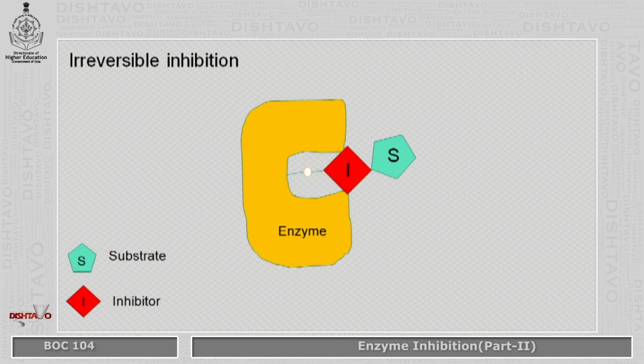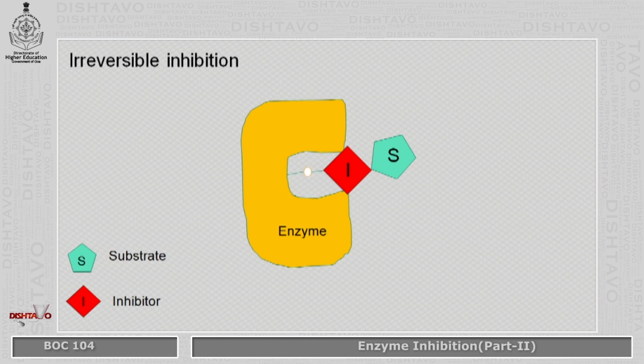Now, in the slide, you can see there is an enzyme molecule and the inhibitor has come and it has bound to the active site of the enzyme molecule with the help of a bond. Now, because of the binding of the inhibitor to the enzyme, an enzyme inhibitor complex is formed. The inhibitor has changed the conformation of the enzyme and as such, the enzyme is not available to the substrate to get converted into the product.